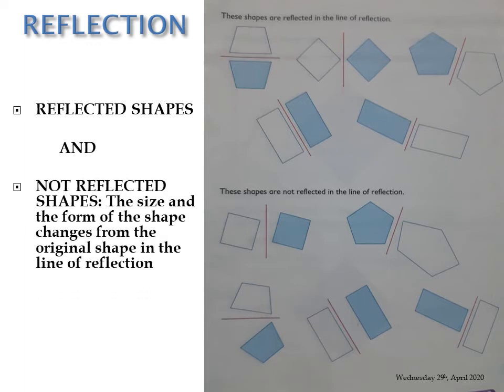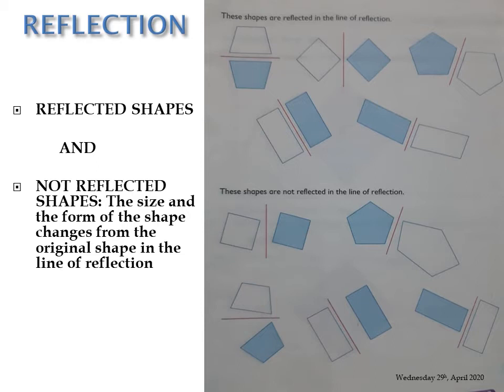Now let's look at shapes that are not reflecting in the line of reflection. Look at the second group of shapes we have underneath. For example, look at the square. The square has shifted position after the line of reflection. It is still the same size, but it has changed form. It has moved away from where it ought to be. Look at the one we have here, the pentagon. The pentagon has increased in size, so in fact, we cannot even say that it's reflected well.